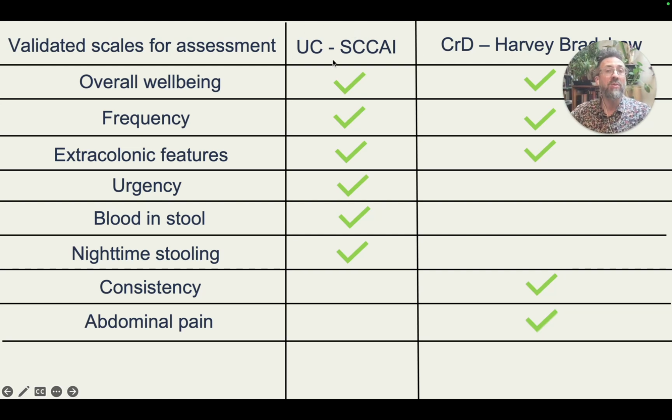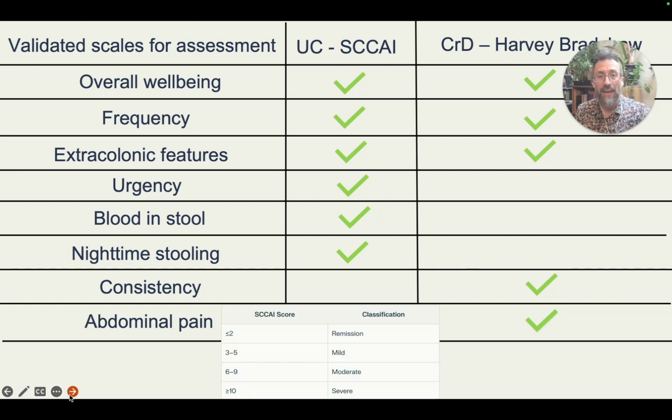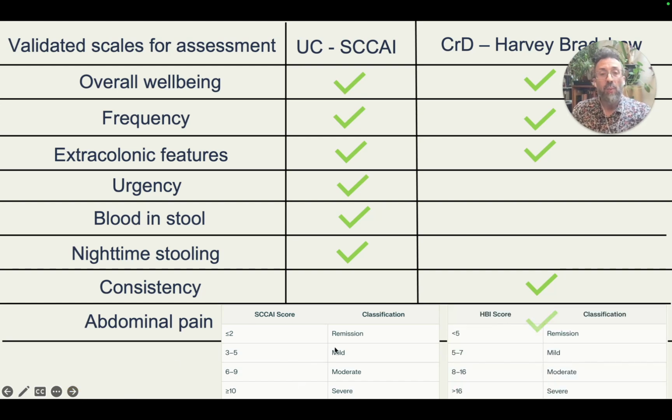But the one we use most commonly for ulcerative colitis is the Simple Clinical Colitis Activity Index, which asks about these questions. And the one we use most commonly for Crohn's is called the Harvey-Bradshaw, and it asks these questions. And we can use what score you get on the SCCAI or on the Harvey-Bradshaw.